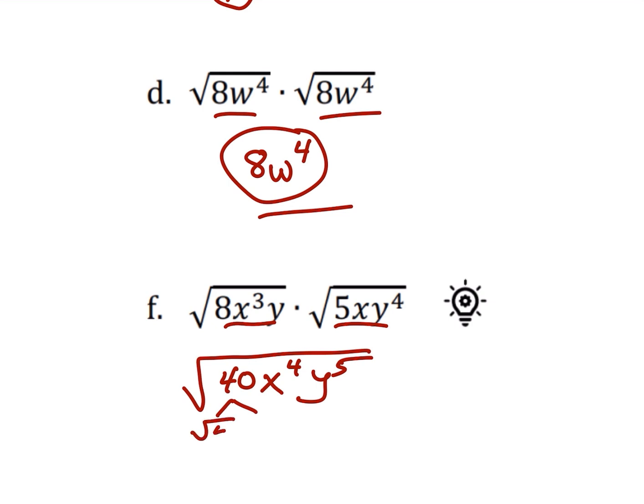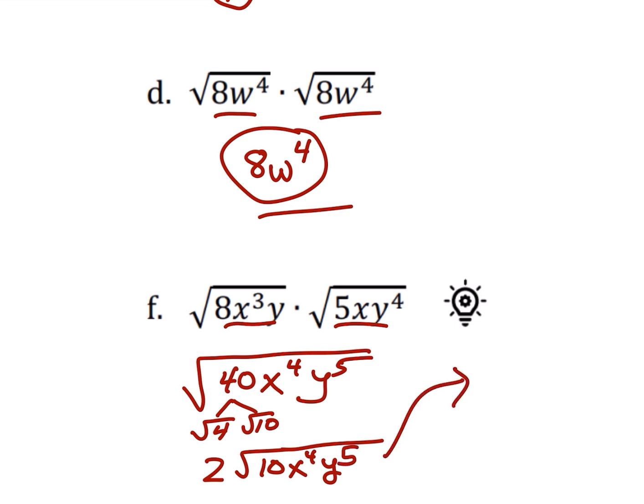The square root of 40, I think this looks a little familiar, can be written as the square root of 4 and the square root of 10. So we're going to rewrite this as 2, which is coming from the square root of 4. So it's going to be 2 square root 10. For right now, I'm just going to leave the x to the fourth and the y to the fifth inside.